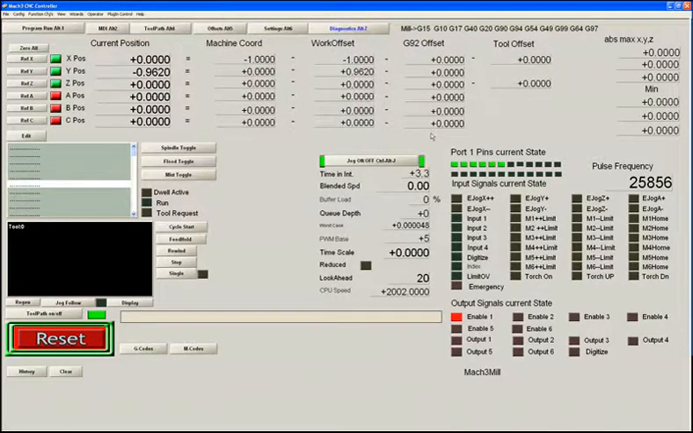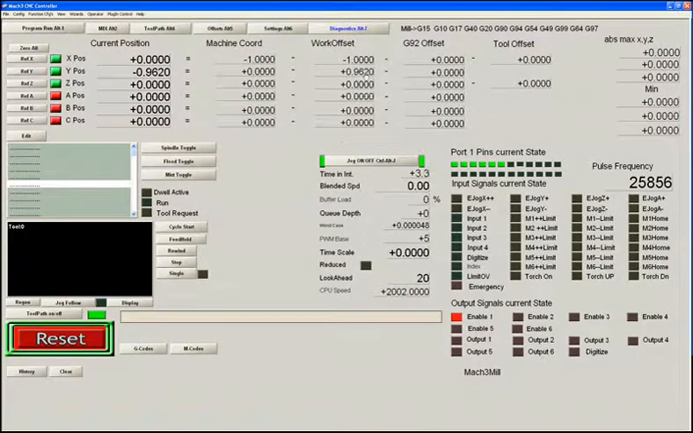The actual load on the system would be 25,856 multiplied by 3.5 microseconds, which would be equal to about 90 milliseconds per second. So that's about an 11% load on your system, which is not too bad.